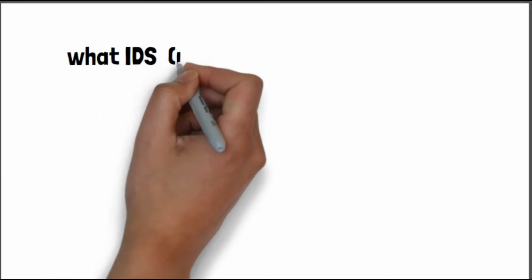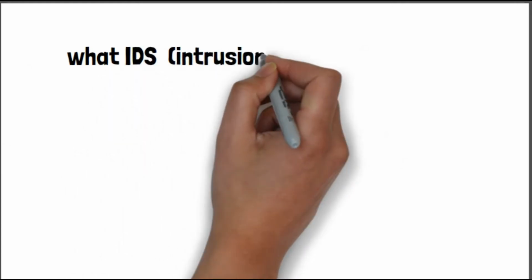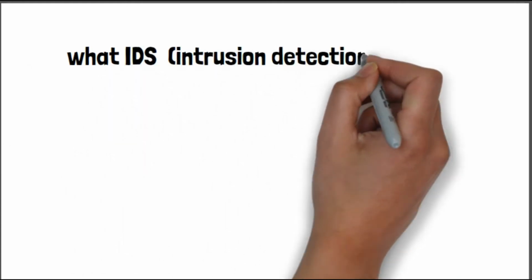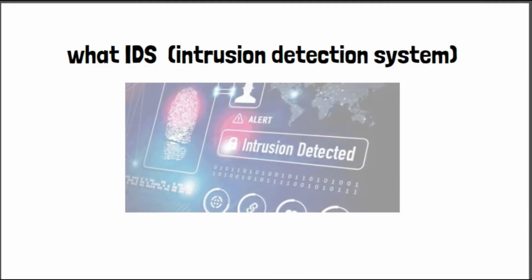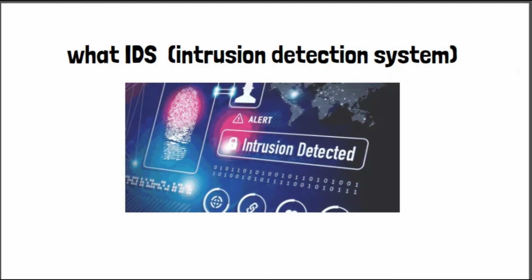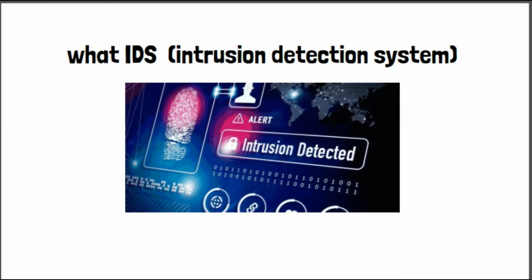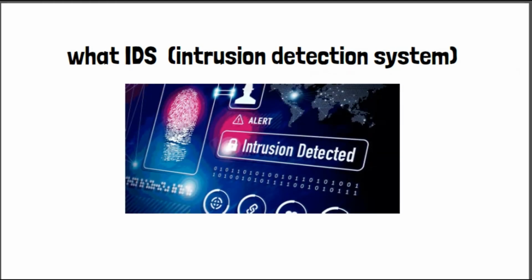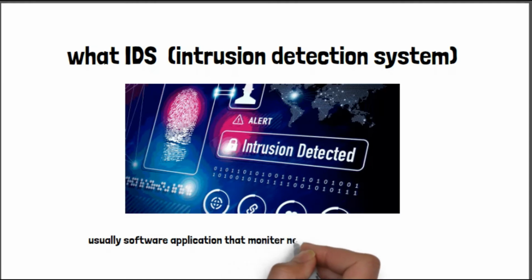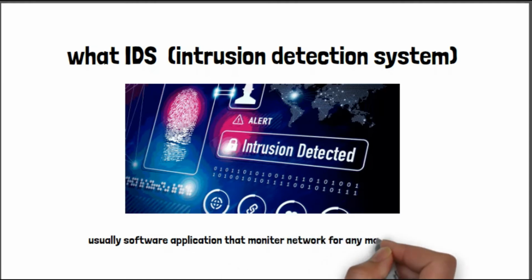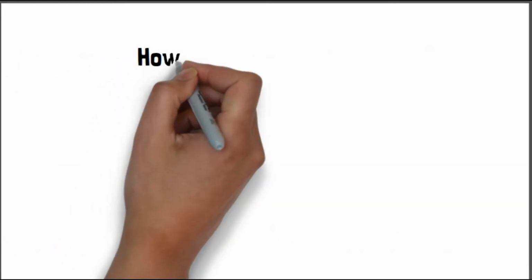And let's talk about what is IDS. It is an intrusion detection system. What it means is that it is usually a type of software. You see this picture, it's like a security guard. It is usually a software application that monitors the network for any malicious activities.